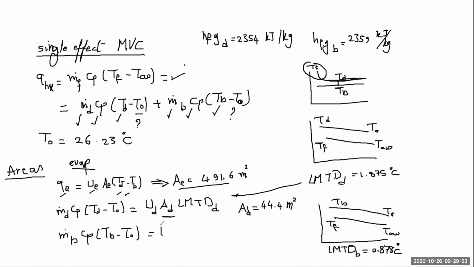And then for the other heat exchanger, m dot brine Cp T brine minus T naught. This is going to be U for the brine preheater, area of the brine preheater, log mean temperature difference for the brine preheater, and from this we can calculate area of the brine preheater, and the area here is going to be 161 meters square.